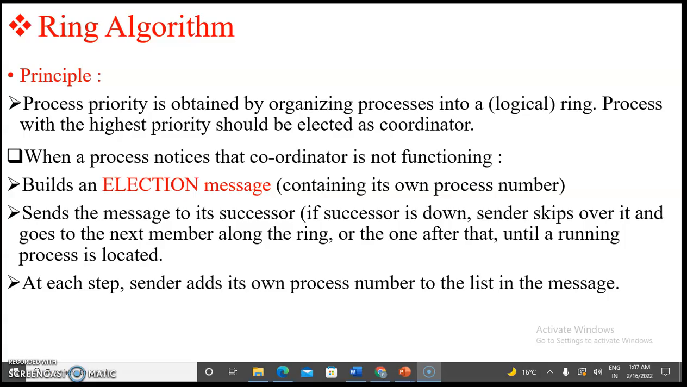When a process notices that a coordinator is not functioning, it builds an election message, and that election message will contain its own process number. It sends this message to its successor. If the successor is down, then that particular node is skipped and the message is transferred to the next member in the ring. At each step, the sender adds its own process number to the list in the message.